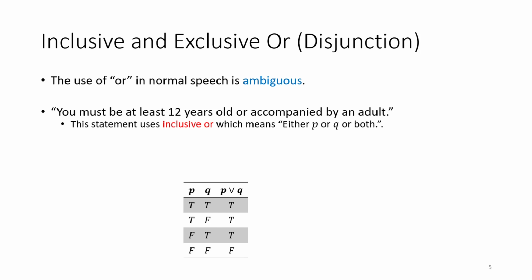Most of the time when we mean or, this is what we mean. It means either P or Q. So either you're 12 or you're accompanied by an adult, or both. You could be both, and you're still let in. Okay. Again, we call this one inclusive or. And this was the truth table that we looked at here before, where if one or the other is true, but also if both are true. So if you're 12 or older, or you're accompanied by an adult, or both.